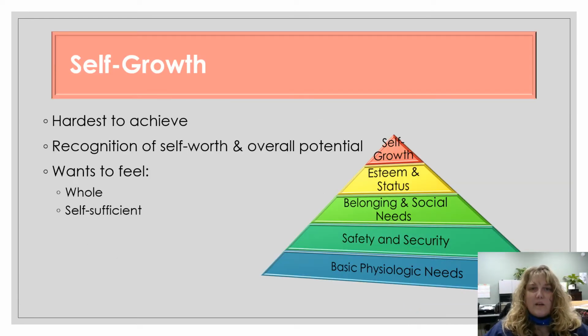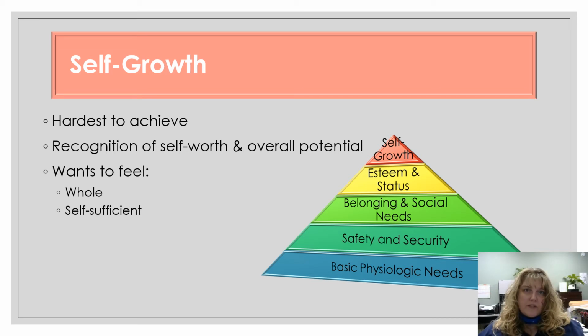And then finally, we have self-growth. And as I mentioned before, this is the hardest to achieve. It's a recognition of self-worth and overall potential. At this point, you want to feel whole and self-sufficient. So that's kind of how these different categories and topics go.